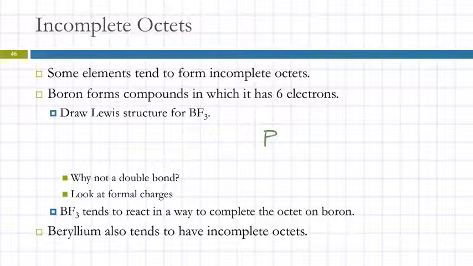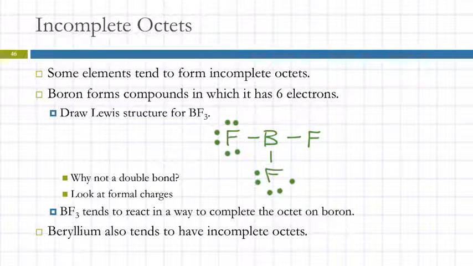So put boron in the middle and the fluorines around it. And we've got 3 fluorines at 7 electrons, that's 21. And how many valence electrons does boron have? 3. So 21 plus 3 is 24. 2, 4, 6, 8, 10, 12, 14, 16, 18, 20, 22, 24. What seems to be wrong with that? Boron doesn't have an octet. The fluorines do, but boron doesn't.